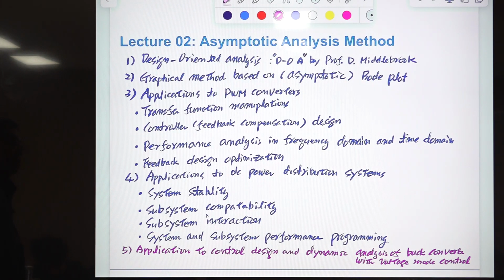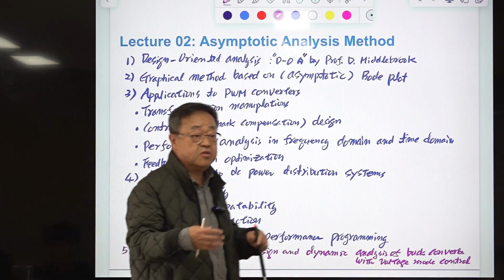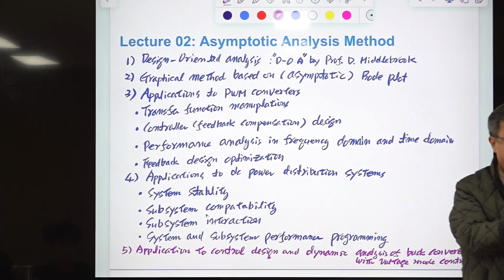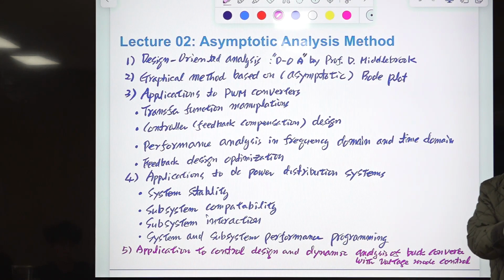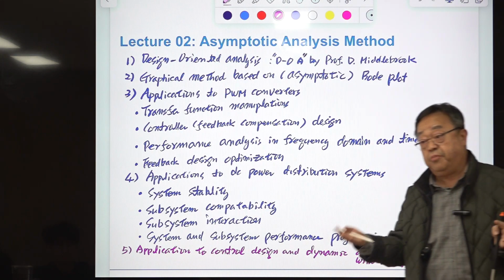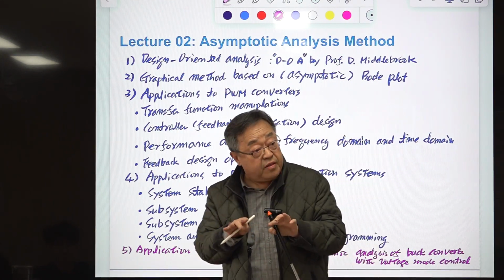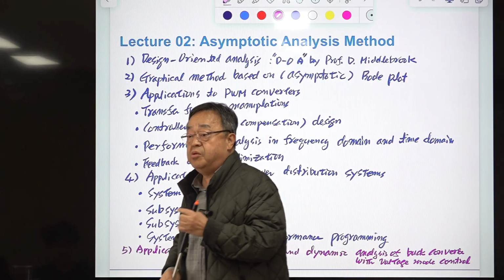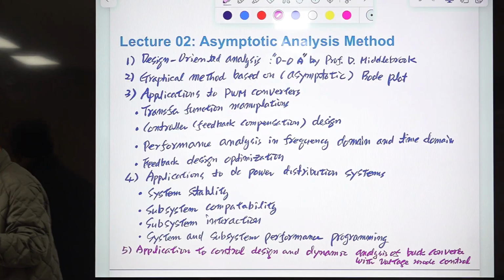Another technique, based on this together with other techniques, is that you can program the performance of the entire system and the individual systems. You have some desired performance for your system. Of course, the system should be stable. Then you can program that with some design. The programming feature will be embedded in the design process.